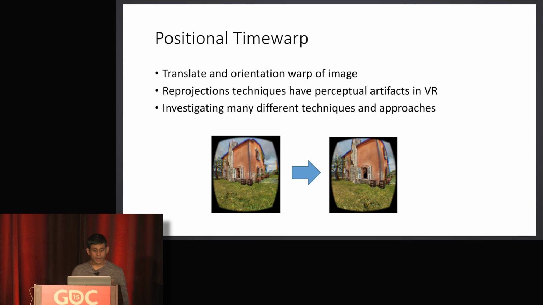The other thing that we've been looking at for some time is positional time warp. So the idea here is not just to do a warp to cover up for orientation, but also attempt to adjust for translation. And so we've looked at various reprojection techniques to do this, but they do have perceptual artifacts in VR. So there's a whole bunch of stuff we are looking at and approaches, but we're not at the point where we feel that this can be made to work really well. But we're doing ongoing research on this, and so we'll let you know if we find something that works well for various cases.